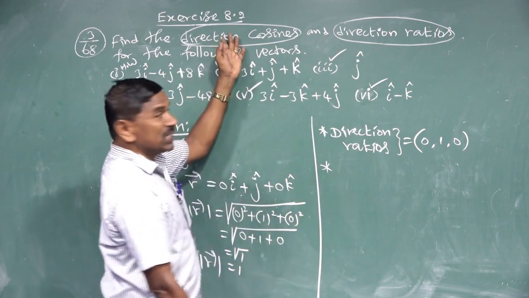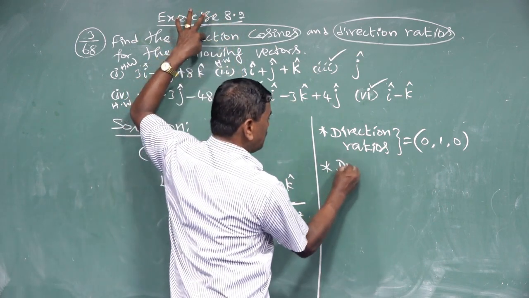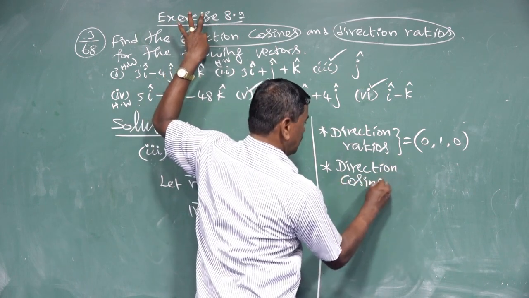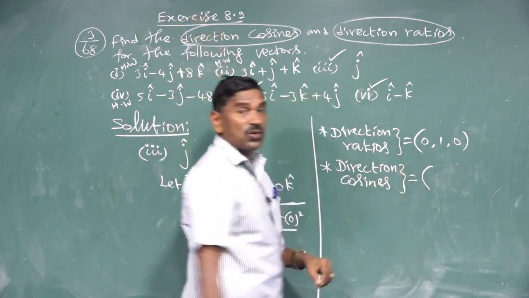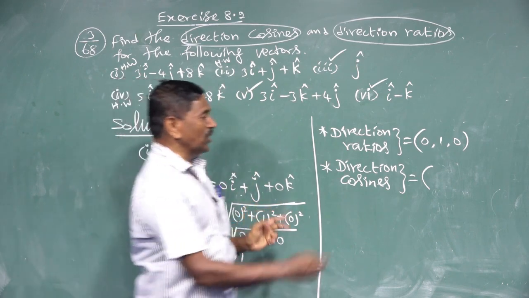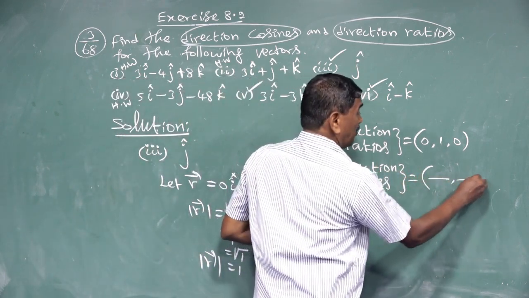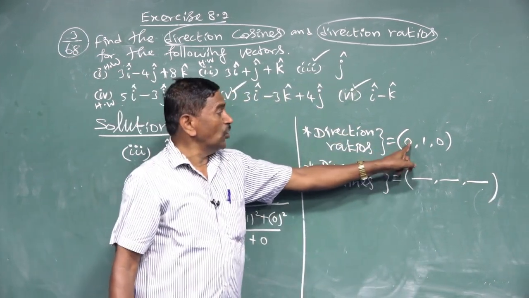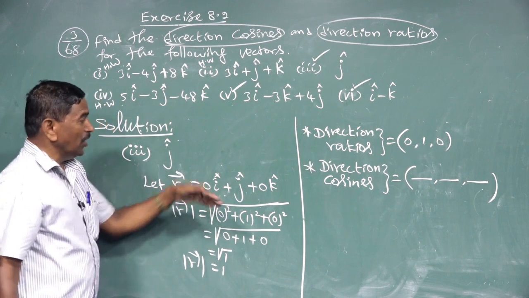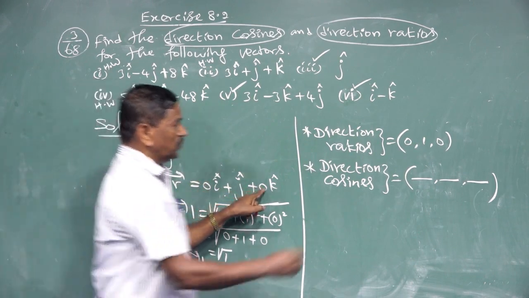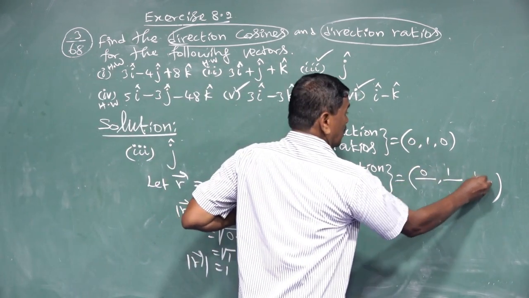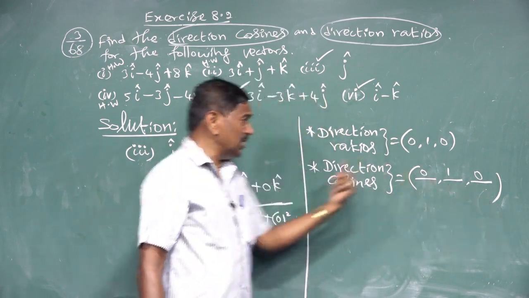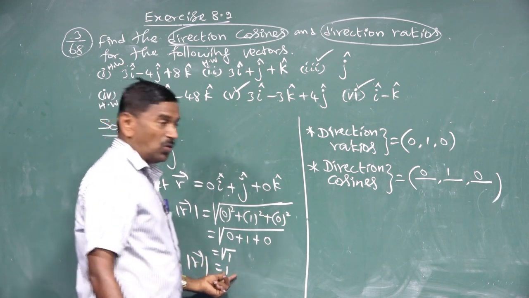Now direction cosines. Can you tell me the direction cosines? Yes, very good. Direction cosines is equal to a division. What is the numerator? Yes, 0, 1, 0. Denominator? Yes, modulus r vector. What is modulus r vector? Modulus r vector is equal to 1.